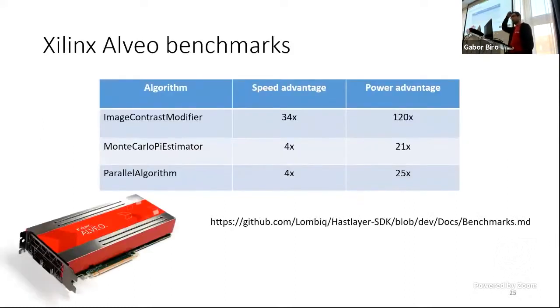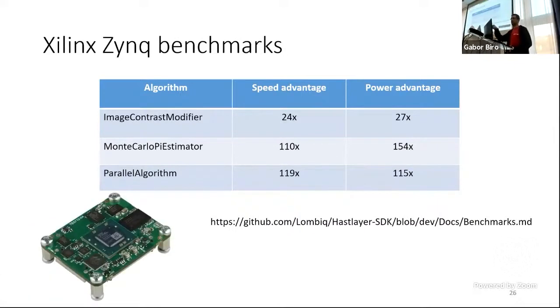A couple of results on the Alveo boards, so those FPGA boards that are available in cloud computing providers. We got speed ups somewhere from 4 times to 34 times, and the power efficiency increase was a bit better, something from 20 times to 120 times. Now the power efficiency translates not just into saved power, which is good for the environment, but also into cost savings, of course.